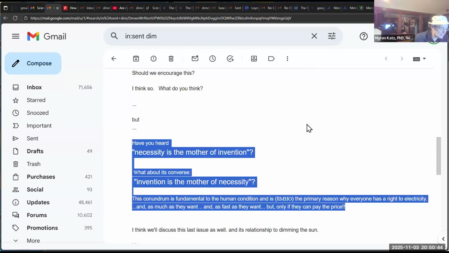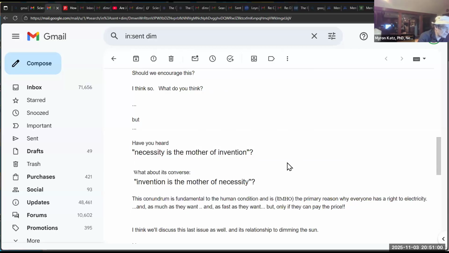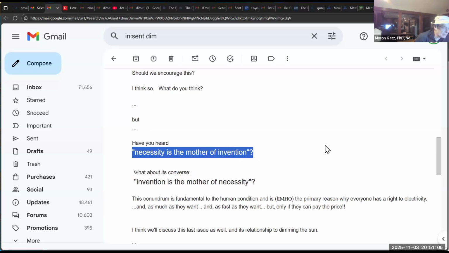But what I want to do before I do that is talk about this last section, which is assuming we actually could do this. Okay, we actually could slow down climate change, or at least dim the sun while we were trying to figure out how to do it. We could have a feedback loop, which is really bad. So I want you to think about these phrases. Necessity is the mother of invention. I'm sure most people have thought about it. You have a problem, you figure out a solution. So that's why necessity creates invention.